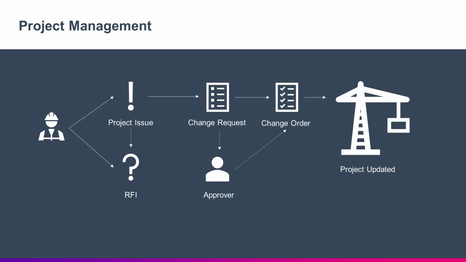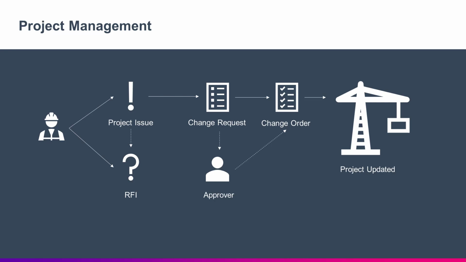Here's what the workflow will look like in practice. An employee may enter a request for information or raise an issue on site, which can be done through a browser or the mobile app. If that issue will require a change in the project's original plan, it can be converted into a change request, which in turn can be subject to an approval process to convert it into a change order to change the project budget.